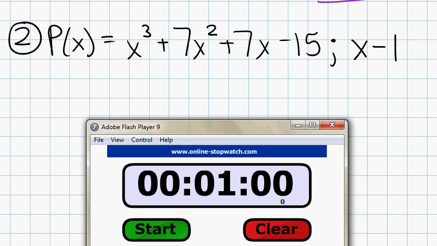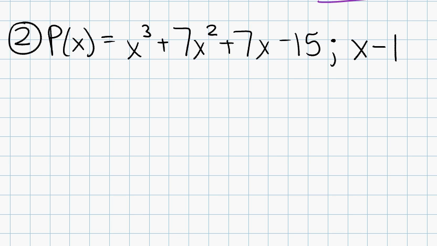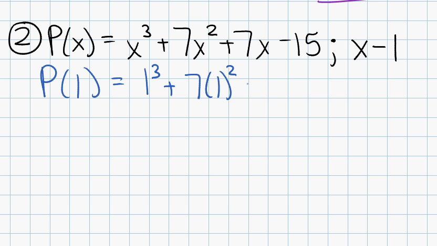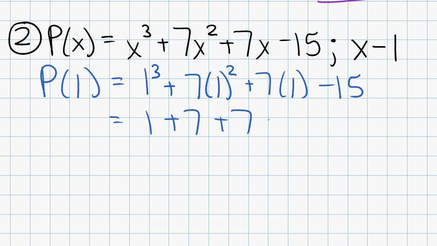So we plug in 1 because r is 1. So p of 1 is 1 cubed plus 7 times 1 squared plus 7 times 1 minus 15, which is 1 plus 7 plus 7 minus 15, which is 0. So is x minus 1 a factor? Yes, because the remainder is 0.